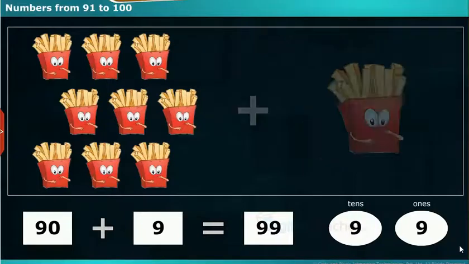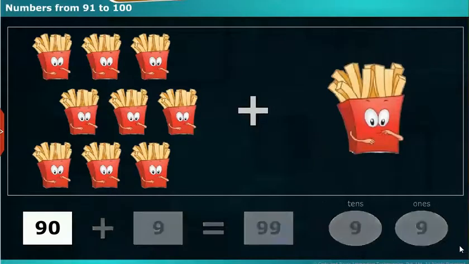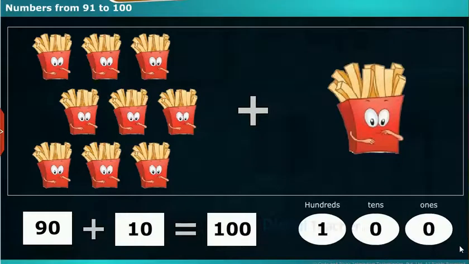Finally, he ate 1 more fry. So, 90 plus 10 is equal to 100. Total is equal to 100 fries.